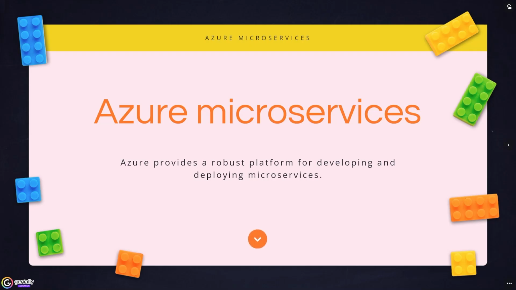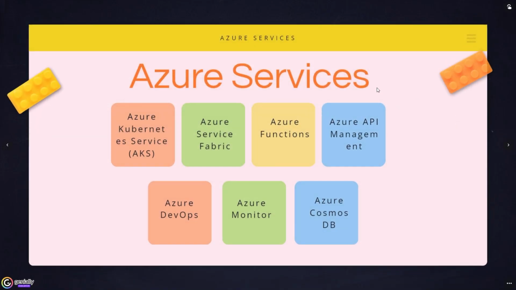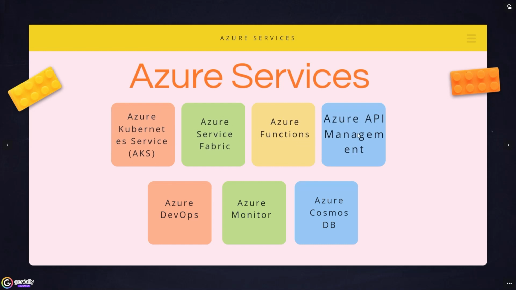In this video, we are going to learn Azure Microservices. Azure provides a robust platform for developing and deploying microservices. Here we have Azure Services: Azure Kubernetes Service, Azure Service Fabric, Azure Functions, Azure API Management, Azure DevOps, Azure Monitor, Azure Cosmos DB. Let's take a look at them one by one.